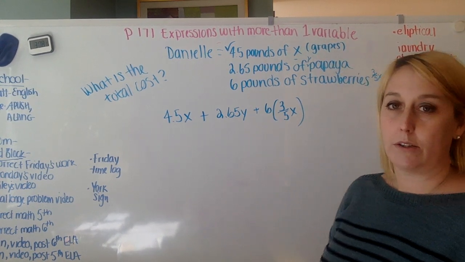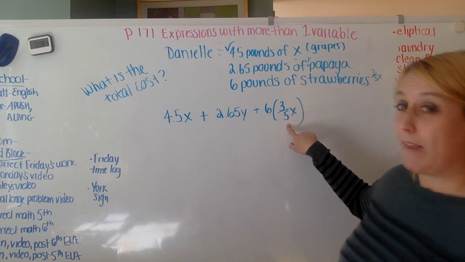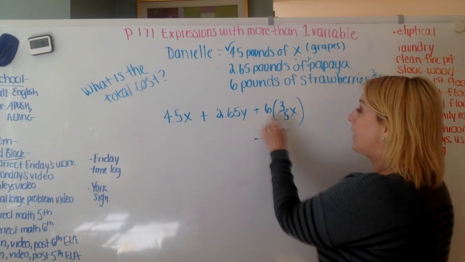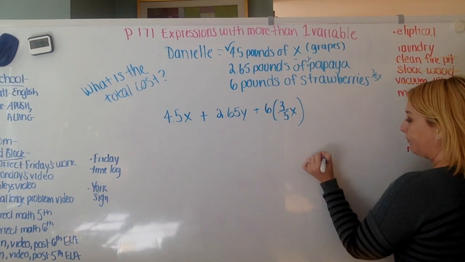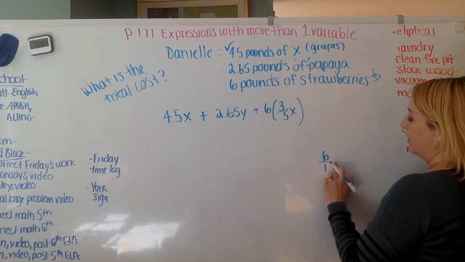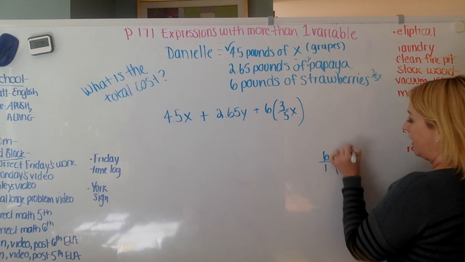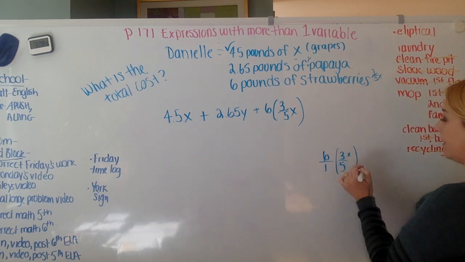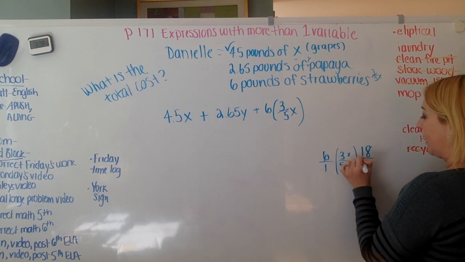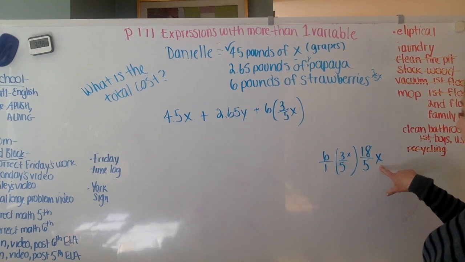All of these were in dollars. So I would not leave it that way. That right here can still be simplified because we can find out what 6 over 1, well, I shouldn't use the X sign there, times 3/5 X is. So 6 times 3 is 18. 1 times 5 is 5. So I have 18/5 X.